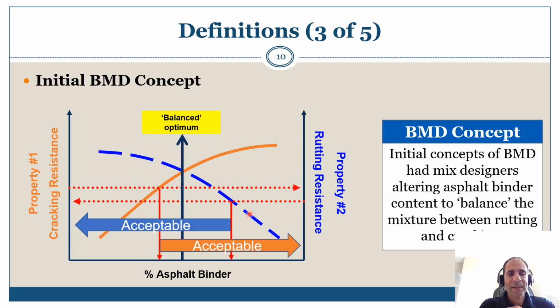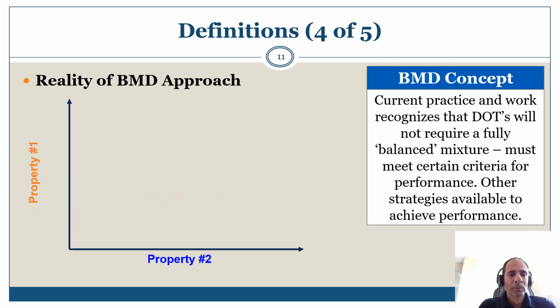And this is where that balanced optimum comes into play, where I can shift my asphalt binder content so I can have enough binder in my mix to improve cracking resistance, but making sure that I don't jeopardize the rutting resistance of the asphalt mixtures. While this was the initial concept of the BMD, where the focus was how I can add more asphalt binder content to my mix so I can balance these two different types of distresses, we found out that in reality, that's not how we are doing balanced mix designs.